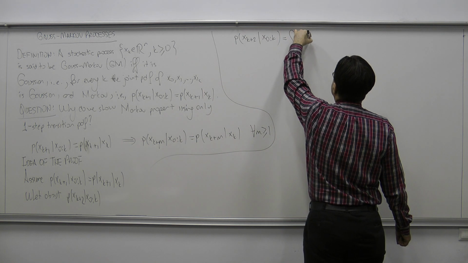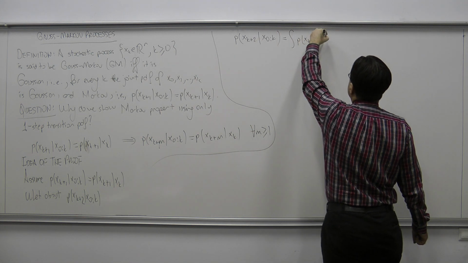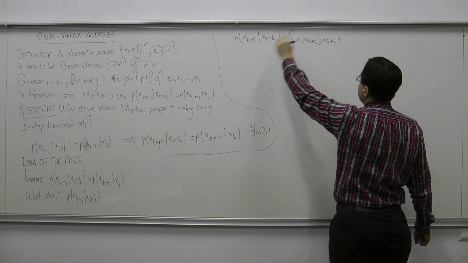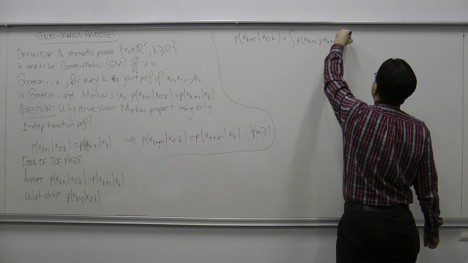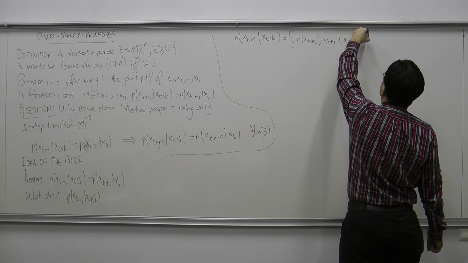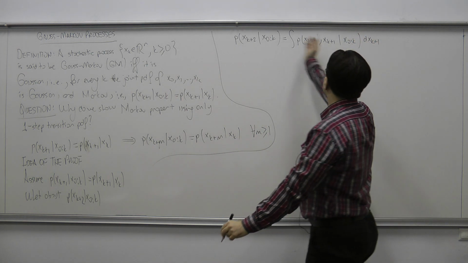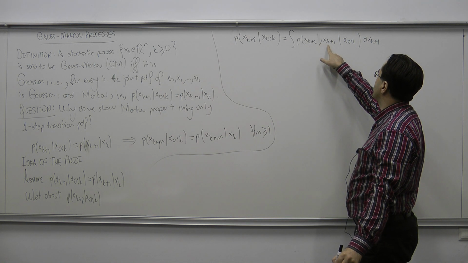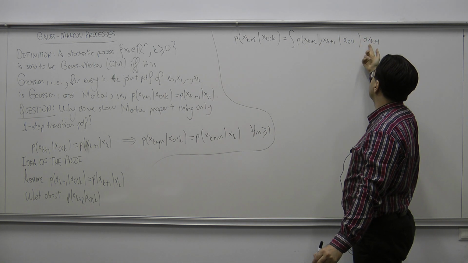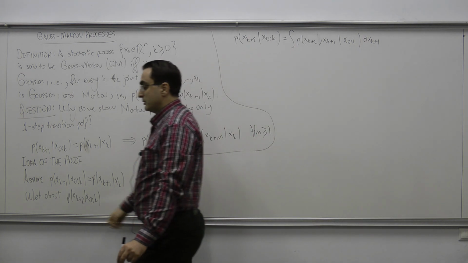I can write this as P of x_{k+2}, and I can add x_{k+1} as an additional variable, given x_{0:k}, dx_{k+1}. This is just the marginalization formula. If I have the PDF of x_{k+2} and x_{k+1}, and I integrate with respect to x_{k+1}, I end up with the PDF of x_{k+2}.